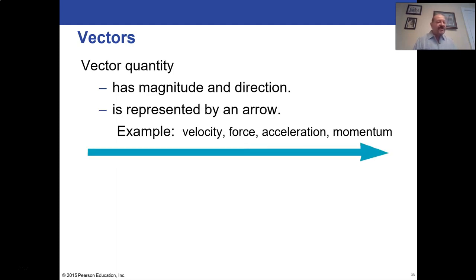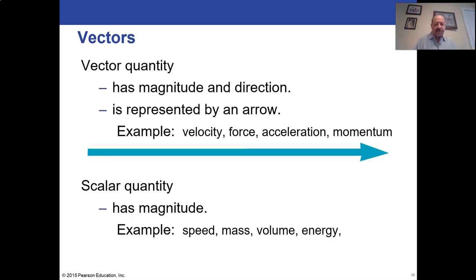We usually represent them with an arrow if we're drawing them. And we've already done examples: velocity, force, acceleration, and later we'll talk about momentum as well. These are all vectors because they have a direction. They point in a certain direction.